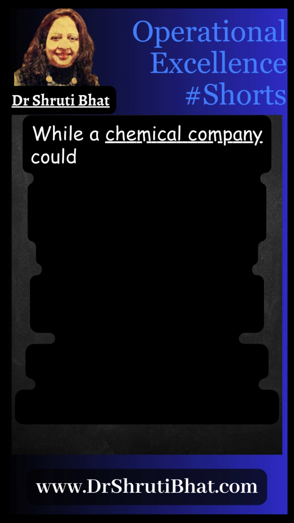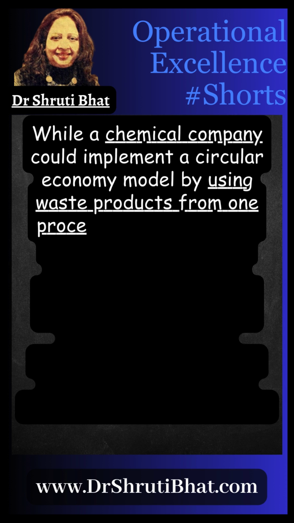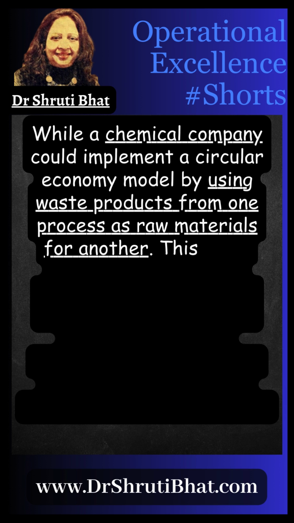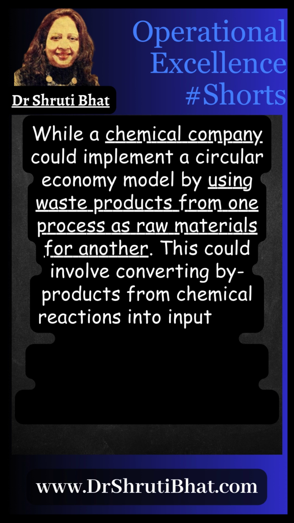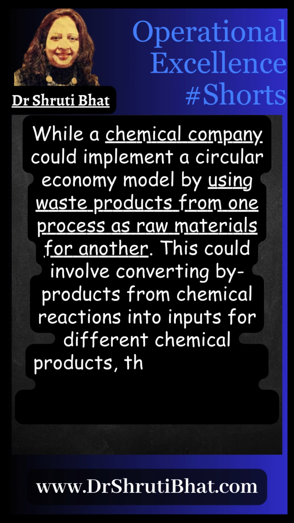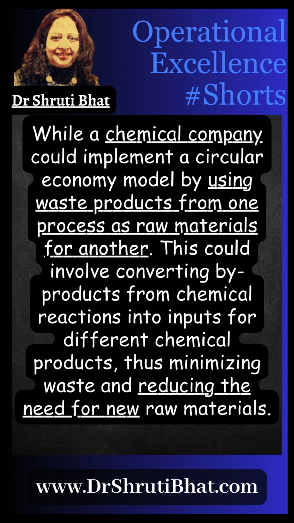While a chemical company could implement a circular economy model by using waste products from one process as raw materials for another. This could involve converting byproducts from chemical reactions into inputs for different chemical products, thus minimizing waste and reducing the need for new raw materials.